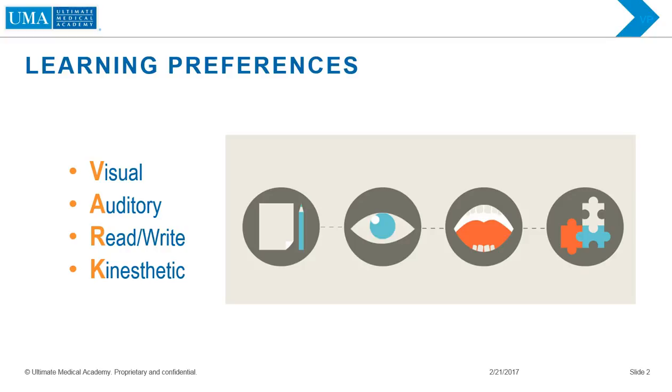So if we think about VARK, which is visual, auditory, read/write, and kinesthetic, these are the learning preferences. People with a read/write preference tend to process information displayed in words. So this is text-based things, lists, essays, manuals, reports, etc. Those with a visual preference like maps and spider diagrams and charts and flows and that type of thing.